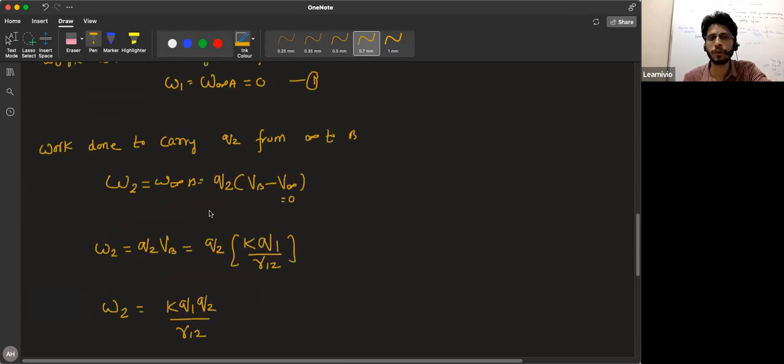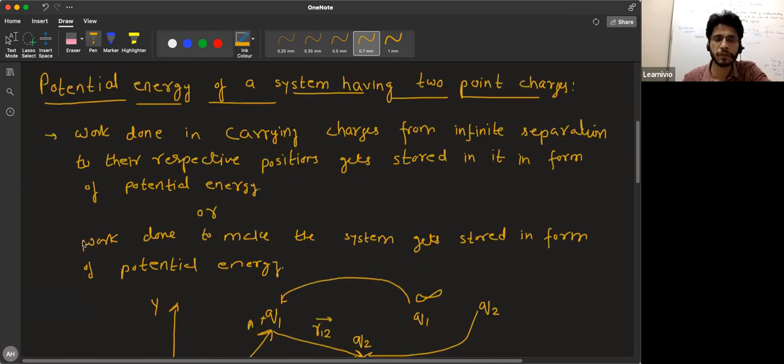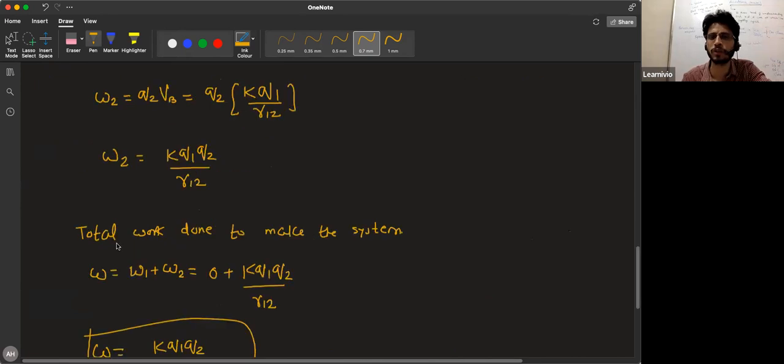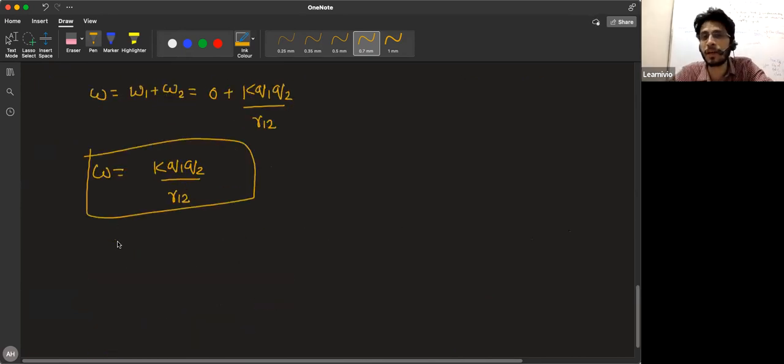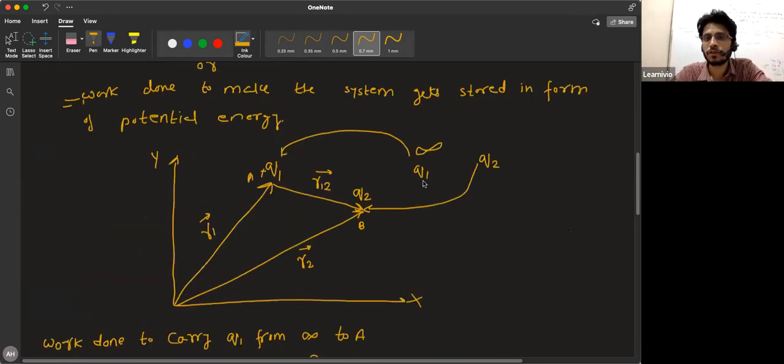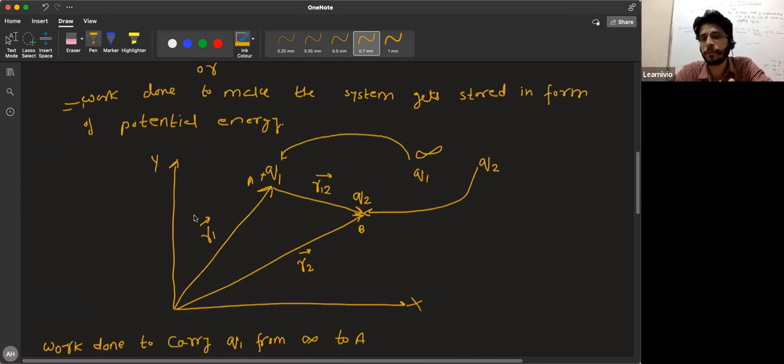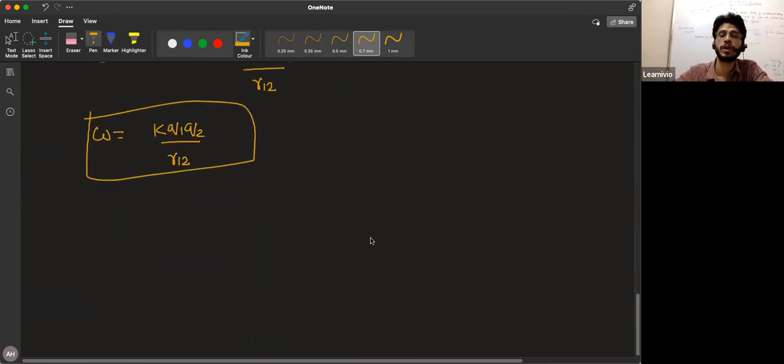The definition of potential energy says the work that you are doing to make the system gets stored in the system in the form of potential energy. You are spending some energy in bringing these charges. To bring Q1, you spend nothing, but to bring Q2, you spend some energy. That energy gets stored in the system in the form of potential energy.